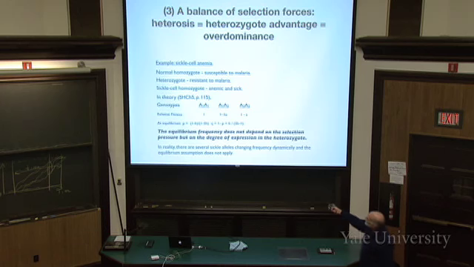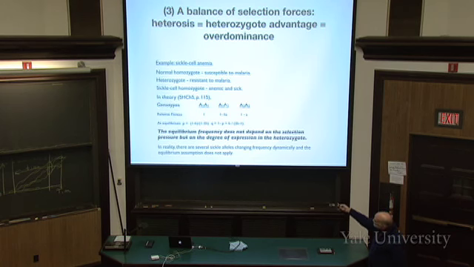And the interesting thing when you look at them is that the selection coefficient is dropped out of them. The equilibrium frequency doesn't depend on the selection pressure. It depends on how frequently the gene is expressed in the heterozygote. So it depends really on the heterozygote advantage.